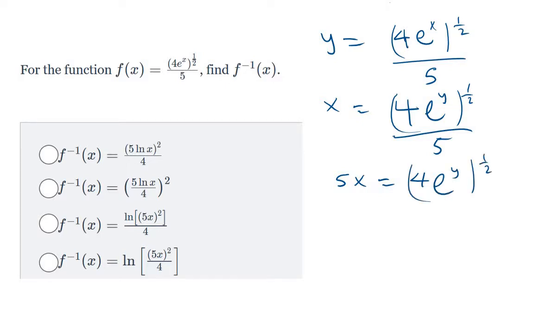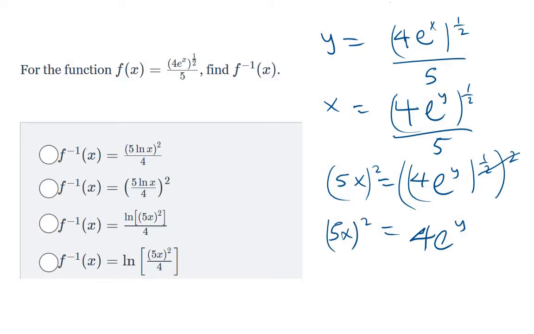And then I want to get rid of the half, so I square both sides. Square both sides. The half and the square is going to go away. So you're going to have 4 times e to the power of y equals this. By now you can guess what we're going to do next, which is dividing by 4. And then you're going to have 5x squared divided by 4 is e to the power of y.